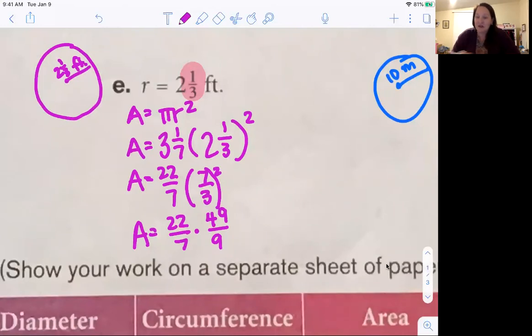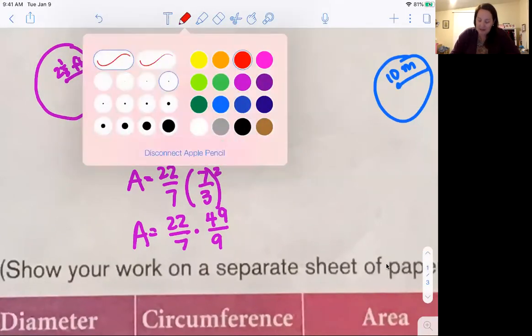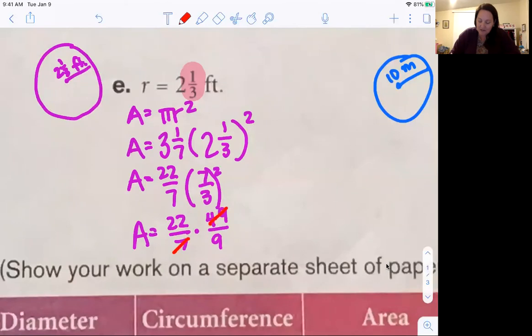Okay, do they share anything in common? And if you said yes, excellent job. 7 times 7 is 49. Do they share anything else? No, they do not, right? Okay, so let's multiply across. 22 times 7 is 154 over 1 times 9 is 9.